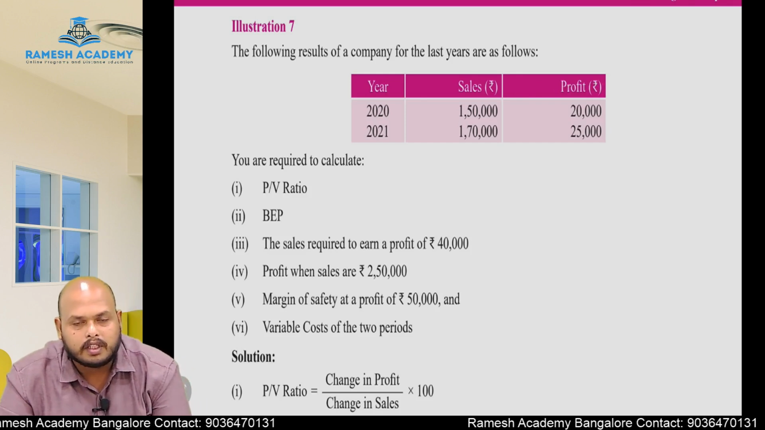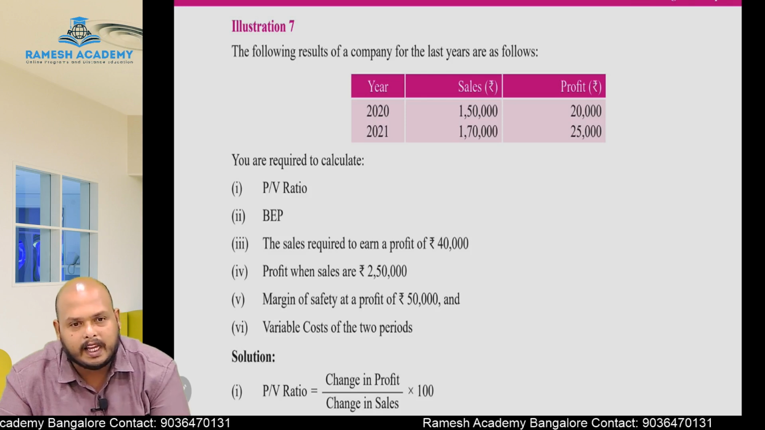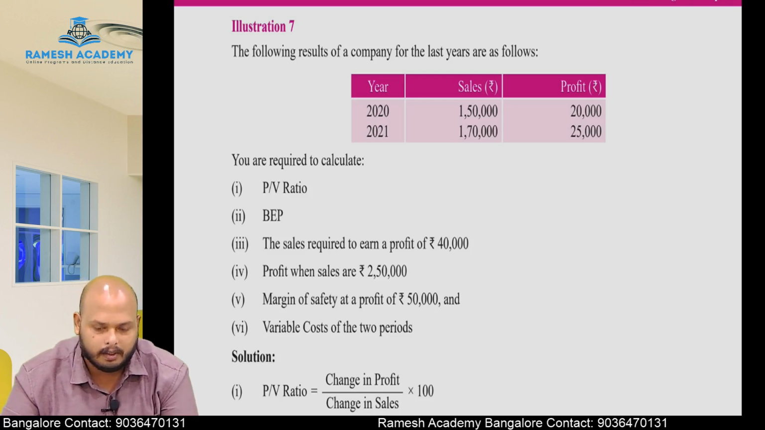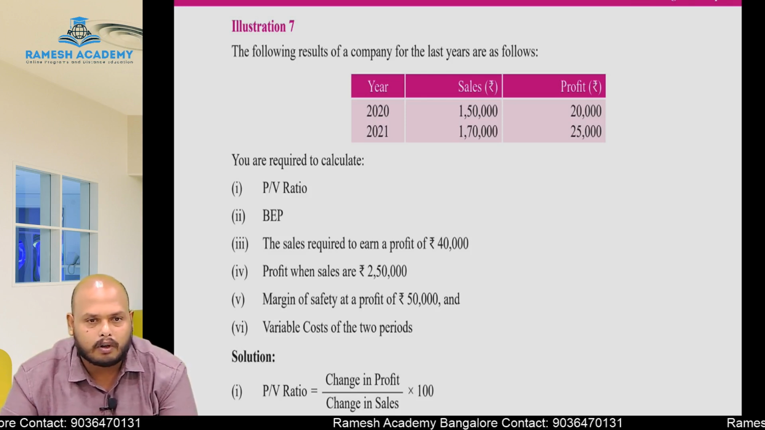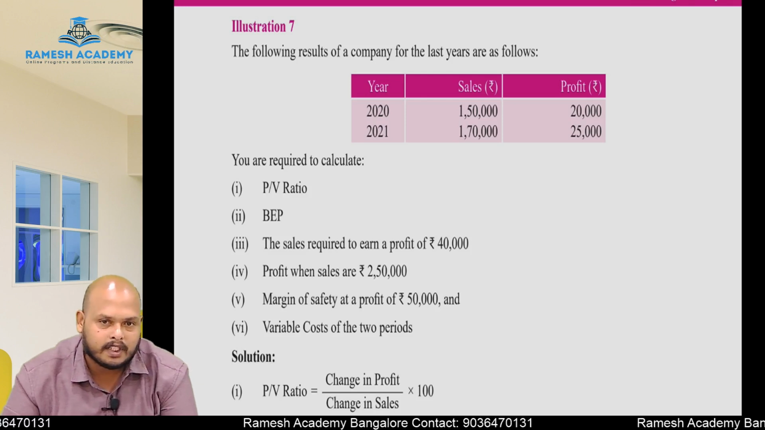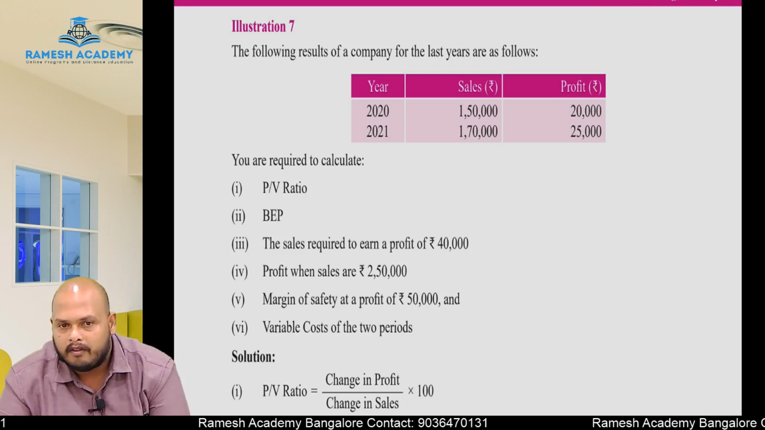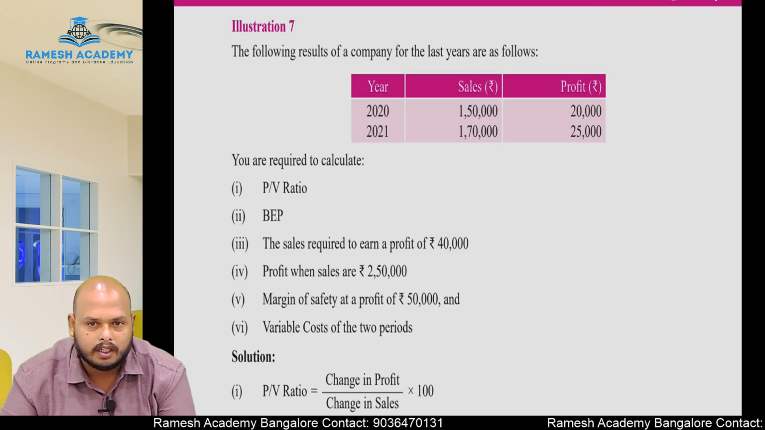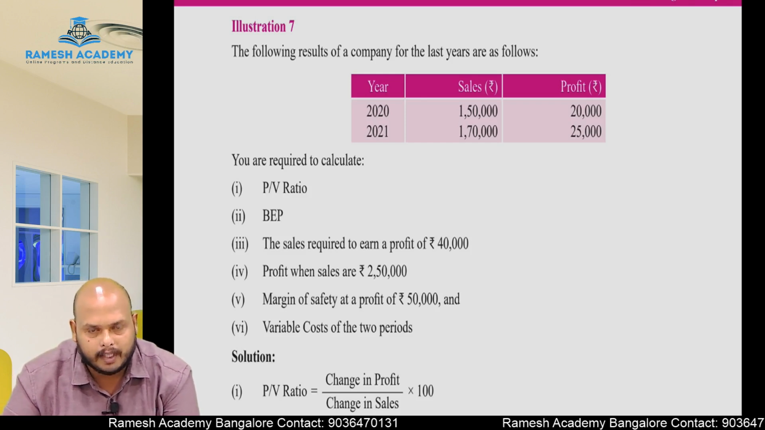Understood? This is how we will do. He is giving profit here, so directly you are solving, but in the exam he will not give it, he will give total cost. Then what will you do? Change in total cost by change in total sales is not the formula, right? The formula is change in profit. Profit, how will it arrive? From the sales you have to minus the cost, then we get profit. Be careful in the exam.